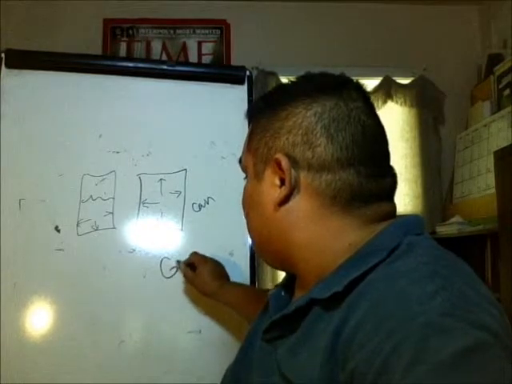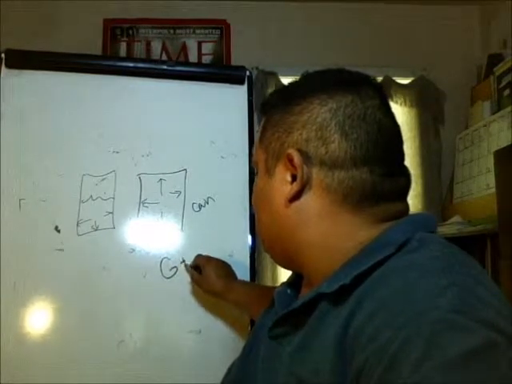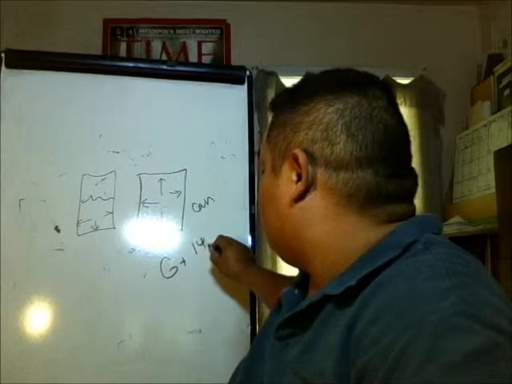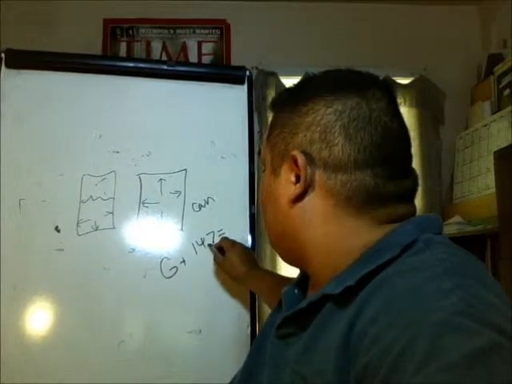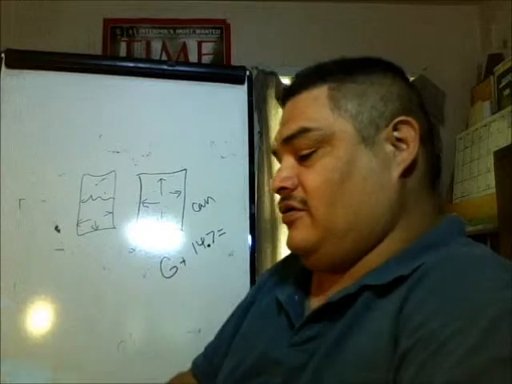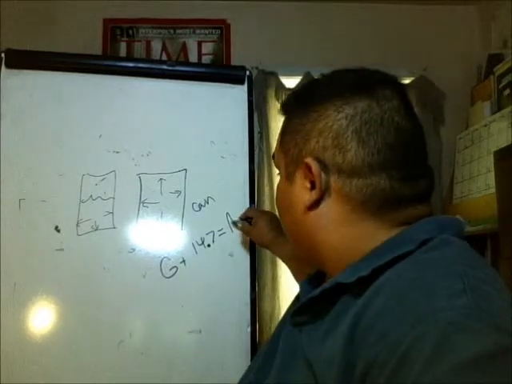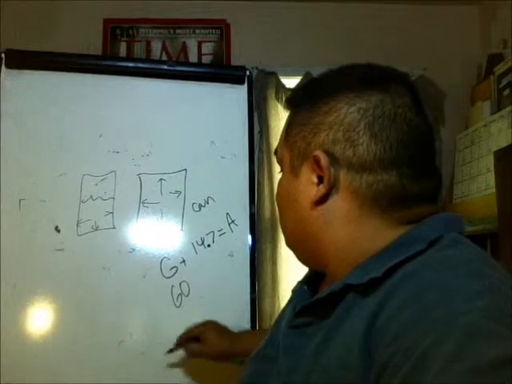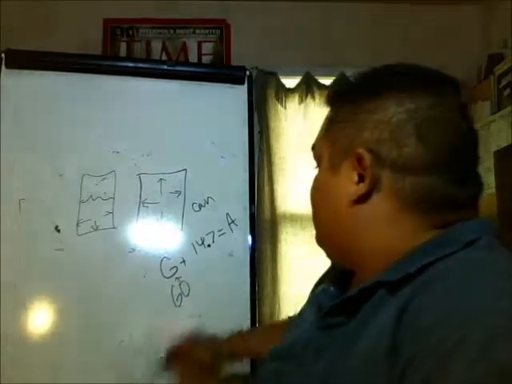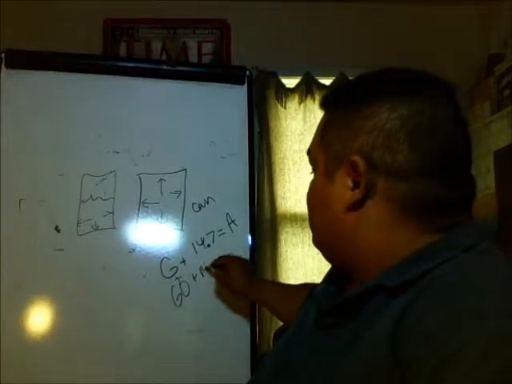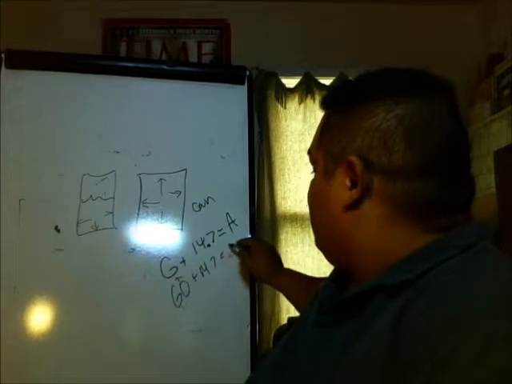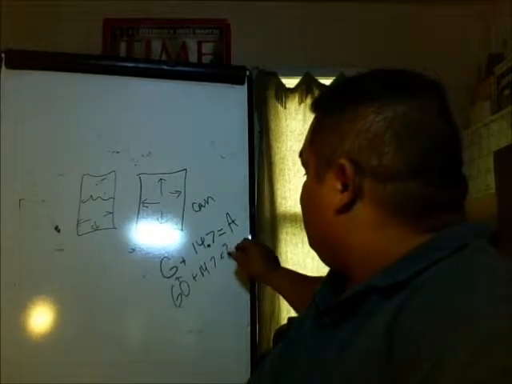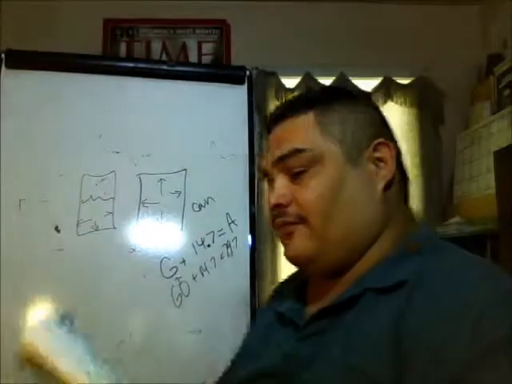So whatever your gauge pressure is, just use G for gauge pressure. You add 14.7 to get the absolute pressure. Okay, so if my gauge pressure is 60, just insert it there. You add 14.7, so you have an absolute pressure of 74.7.